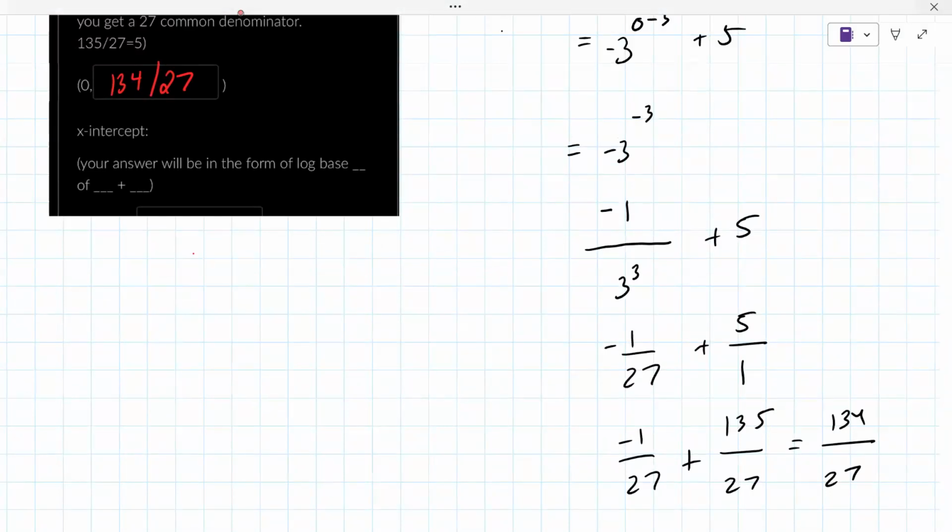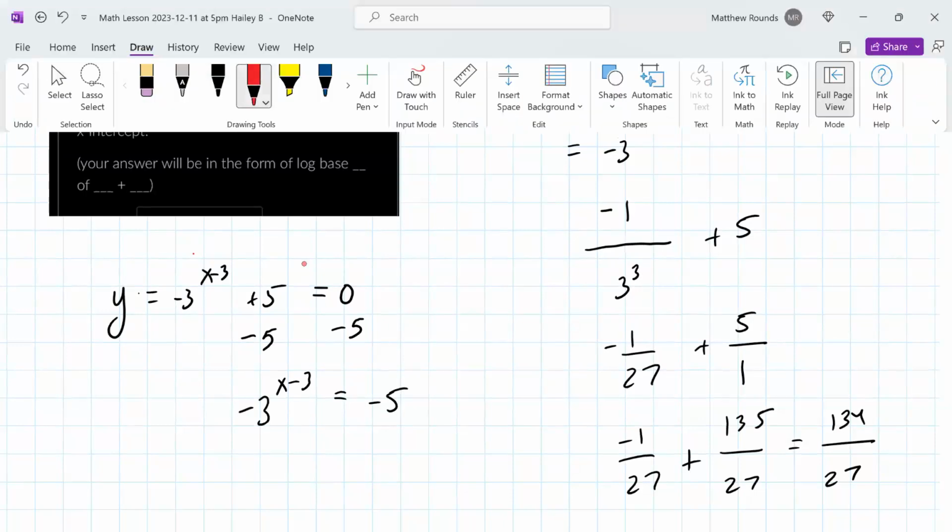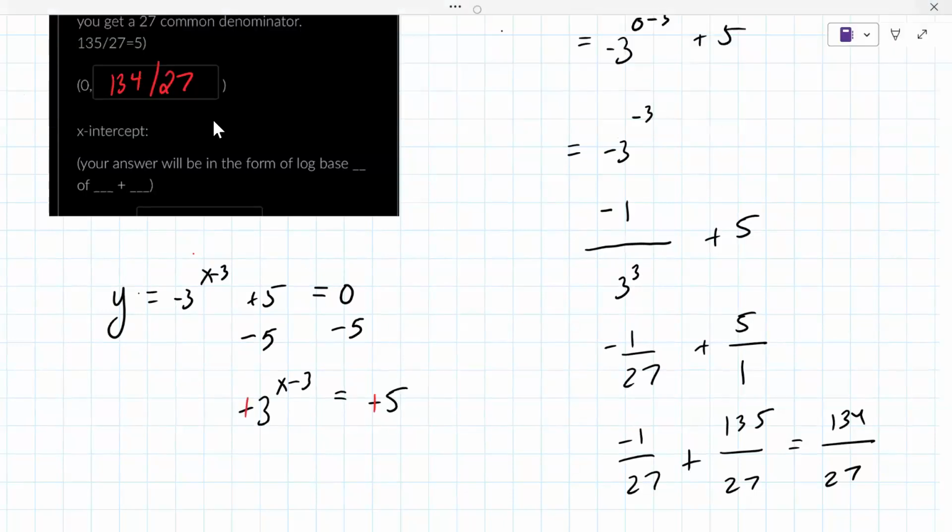Does that look okay to you? Yes. Okay, now the next thing is the x-intercept. So you're setting this whole thing equal to 0. First thing is to subtract 5 from both sides. -3 to the x -3 power equals -5. Since they both have a negative, you can cancel those out. So it's 3 to the x -3 equals 5.